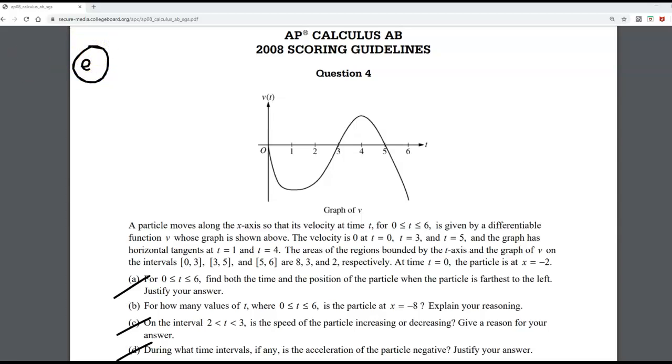But before I do it, let's read what we have. So we have a particle moving along the x-axis so that its velocity at time t on the interval from 0 to 6 is given by the differential function v, whose graph is given above. This is a graph of the object's velocity. So as you guys can see, from 0 to 3, the object has a negative velocity, which means on this interval it's moving to the left. And from 3 to 5, it's moving to the right. And then from 5 to 6, it's moving left again. So that's our velocity function there.